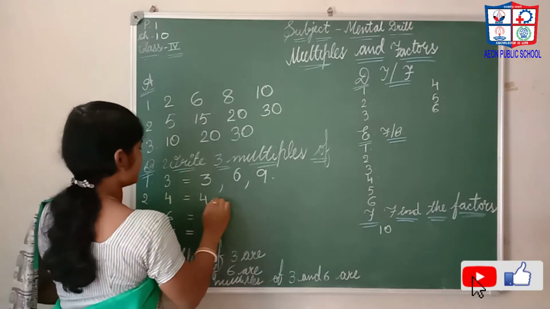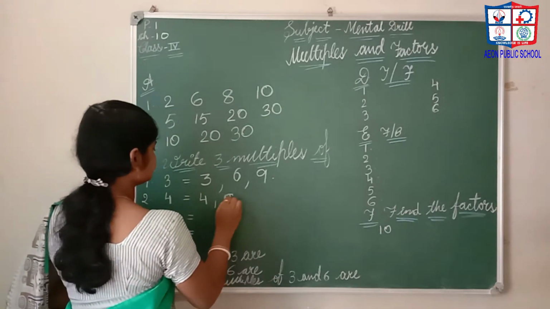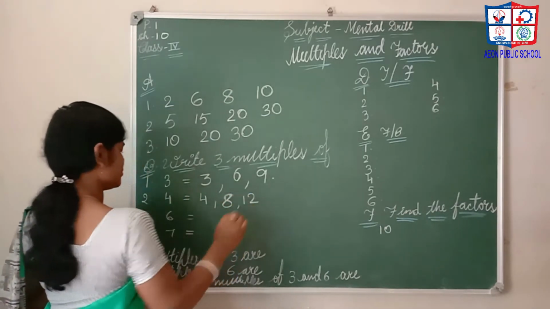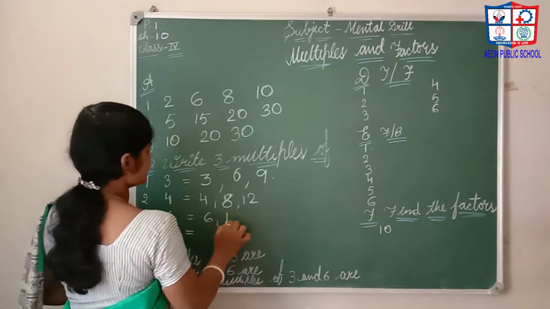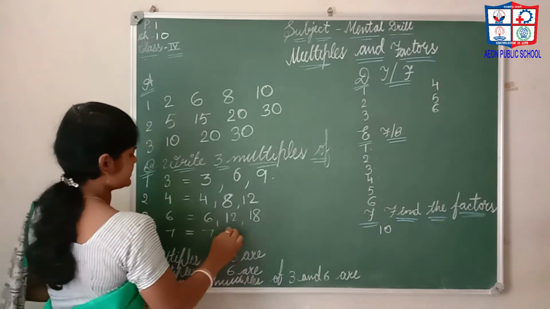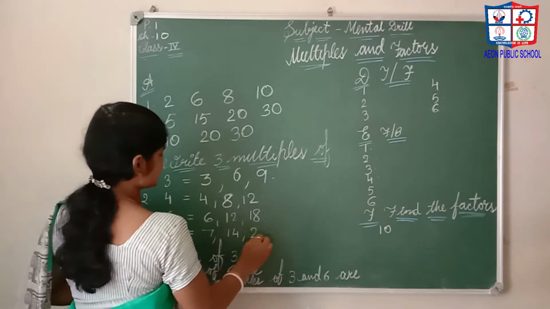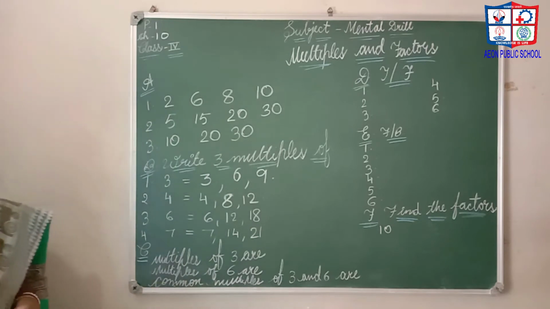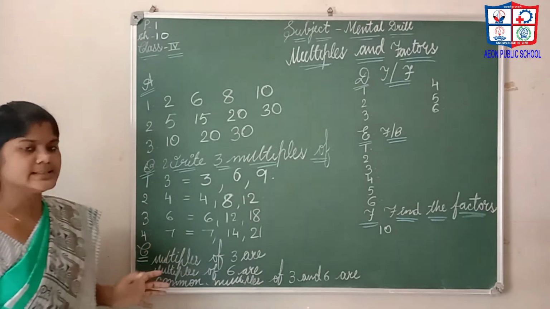Next, 4 1s are 4, 4 2s are 8, 4 3s are 12. 6 1s are 6, 6 2s are 12 and 6 3s are 18. 7 1s are 7, 7 2s are 14 and 7 3s are 21. These are the 3 multiples of 3, 4, 6 and 7.